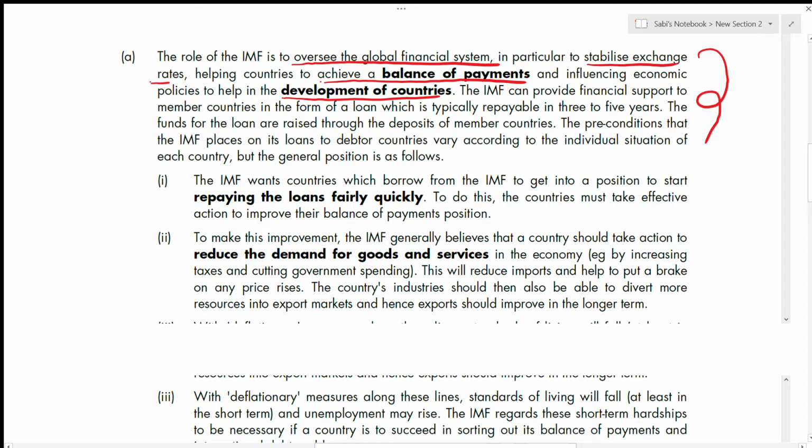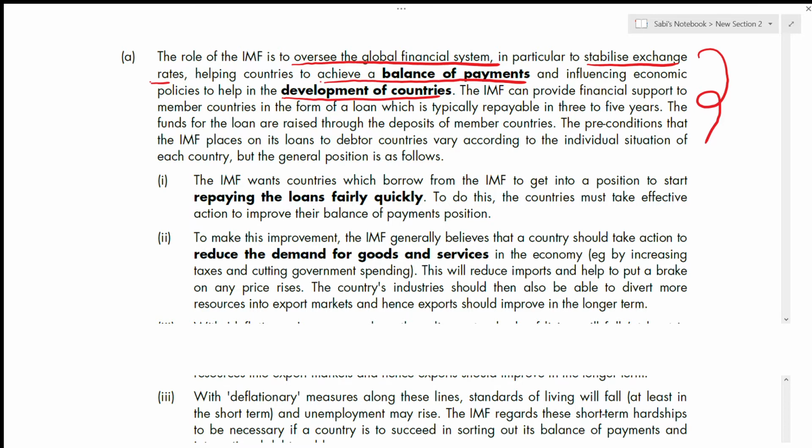So the same applies for IMF. To do this, okay, how are they going to repay quickly to IMF? To do this, the countries must take effective actions to improve their balance of payment position. Now, IMF can give you the loan, but it is up to the country, right? It is up to each country how they are going to improve their balance of payment position. They have to do it, because if they don't improve their balance of payment position, they cannot repay the loan to IMF as quickly as possible.